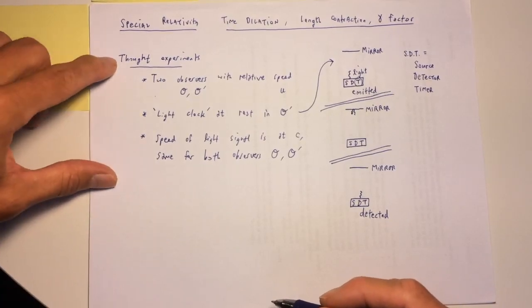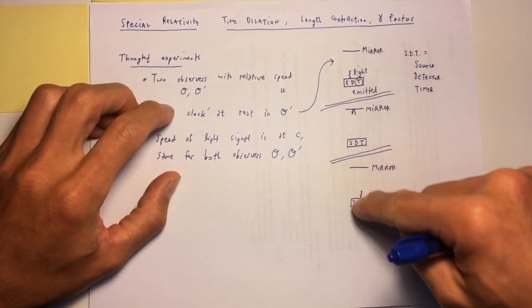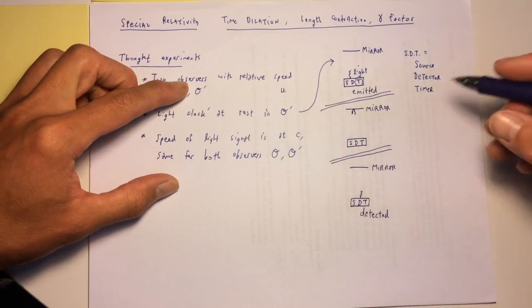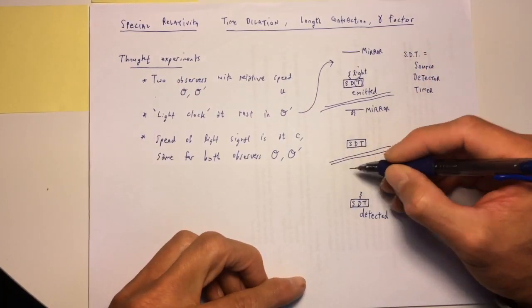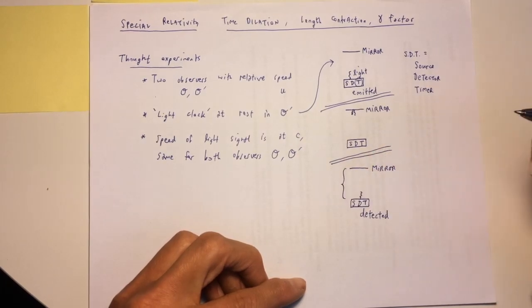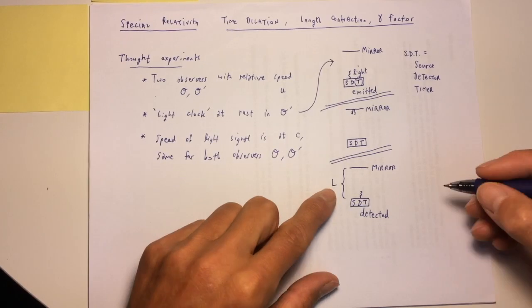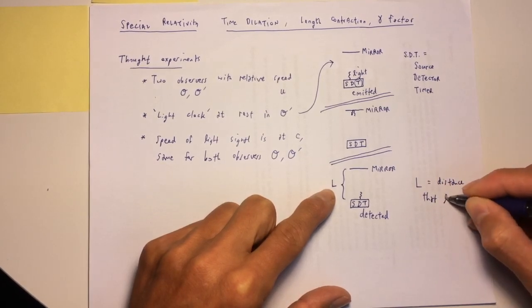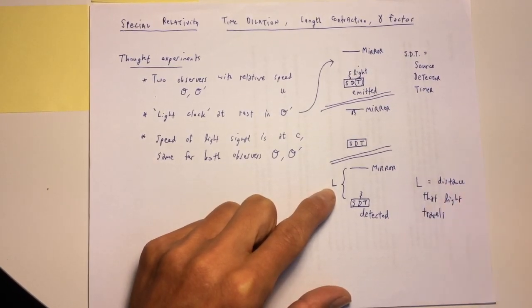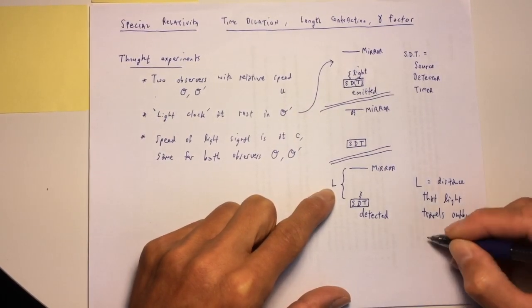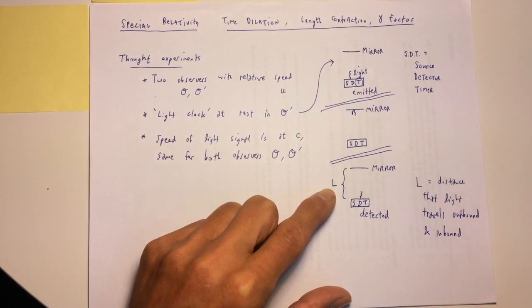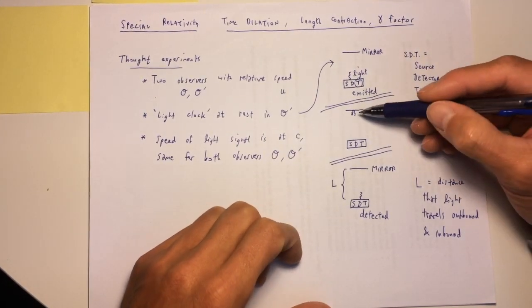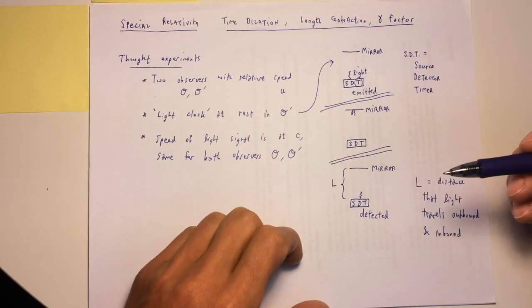Okay, so in this thought experiment, this light clock is actually going to be at rest in O prime. And what's more, I forgot to mention this, the distance is going to be designated by L. So L equals the distance that light travels outbound and inbound, right? So the outbound is, say, between here and here, and then the inbound is from here all the way back to the detector. Okay, so that's called L.